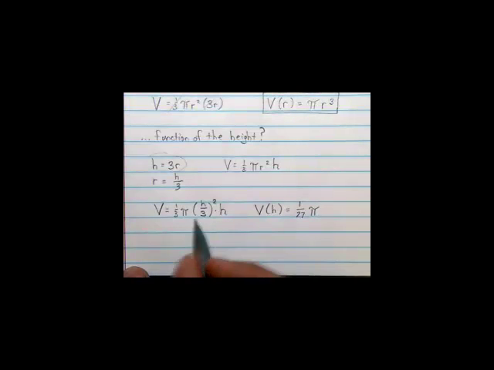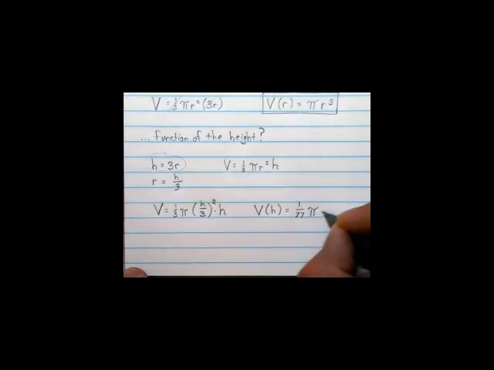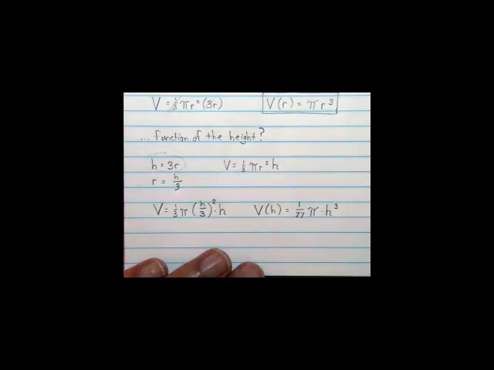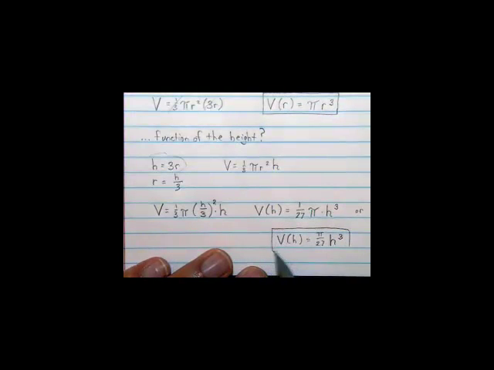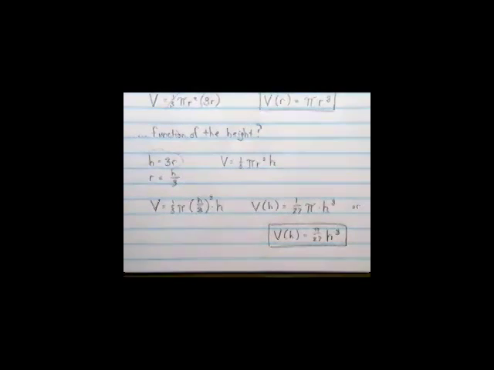The pi is still there. And then I'm going to have an H squared times an H. Right? Because I've already used the 9 from here and brought it out to that fraction. So H squared times H, what's that going to be? H cubed. Okay. So that's acceptable, or I guess maybe a little bit cleaner. V of H equals pi over 27 H to the 3rd. So that would be doing it as a function of its height.